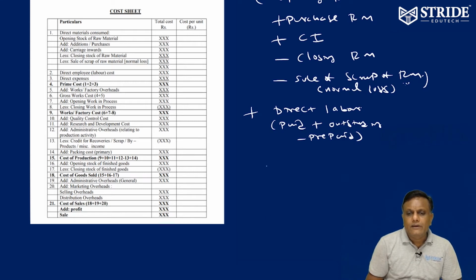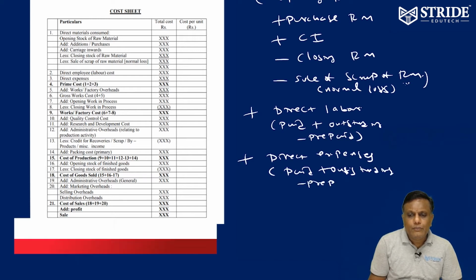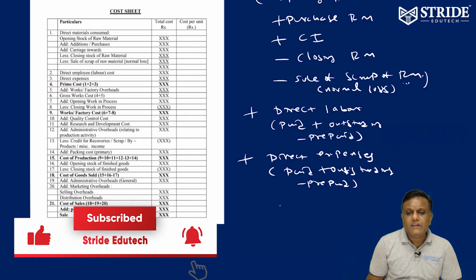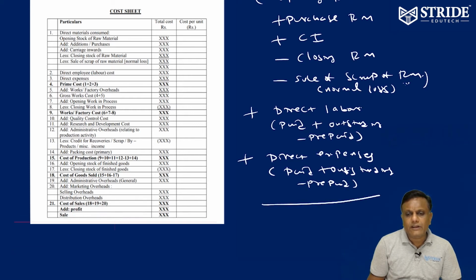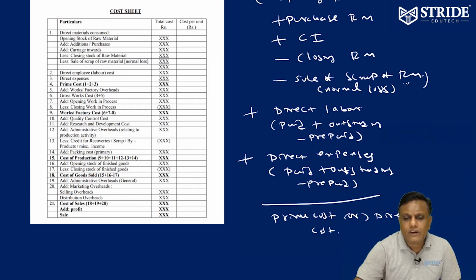So add direct expenses. Examples for direct expenses: royalty paid on production and the hiring charges of machine. These are direct expenses. Similarly, direct expenses also paid plus outstanding minus prepaid. If you add all three, direct material consumed, direct labor and direct expenses, you will be getting prime cost. Prime cost has one more name, it is called direct cost.